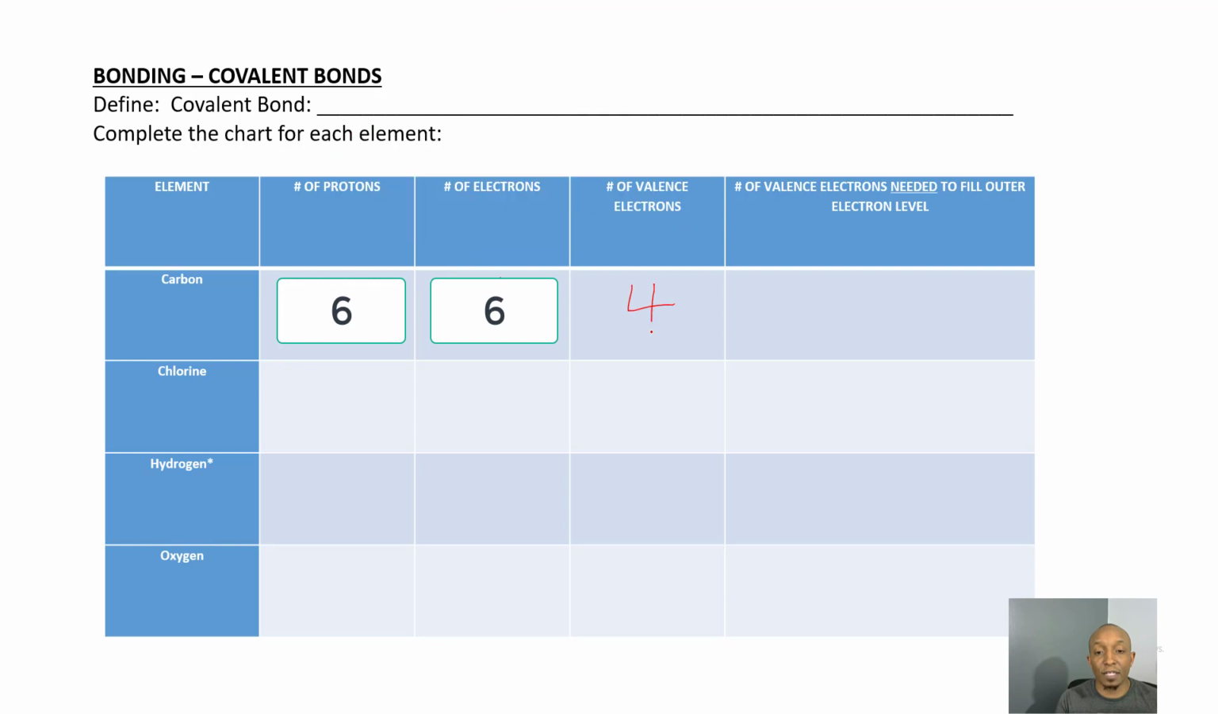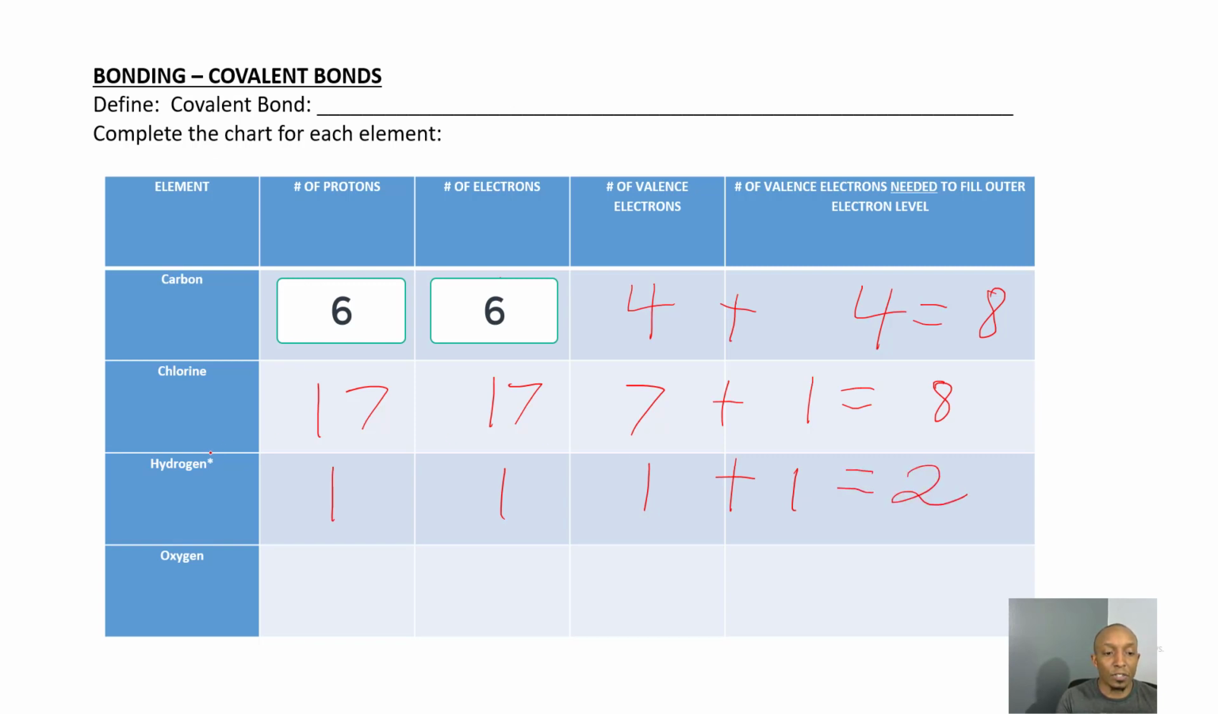And then it has 4 valence electrons. And how many valence electrons are needed to fill the outer electron level? Well, it needs 4 more. Why? Because 4 valence electrons plus 4 more needed gives us 8. So now let's look at chlorine. Chlorine has 17 protons, 17 electrons. It has 7 valence electrons, and it needs 1 more valence electron in order to be stable. Hydrogen: 1 proton, 1 electron, 1 valence electron, and hydrogen only needs 1 more to be stable.